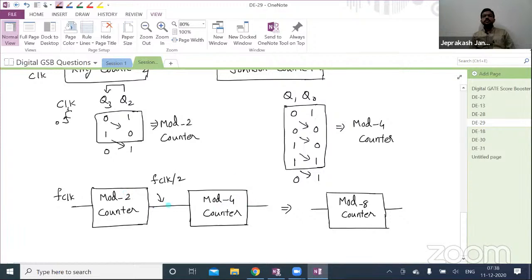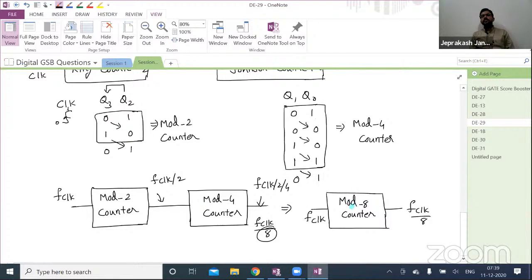So this one is the clock signal for this one, and here you will get f clock by 2 by 4. That is nothing but f clock by 8. So in the denominator, whatever the value is, that specifies the number of states. That means you can replace the overall counter with a mod 8 counter. So if the clock signal frequency is f clock, then the output frequency will be f clock by 8. Right? So in this way, you can easily figure out the mod value for the given circuit.